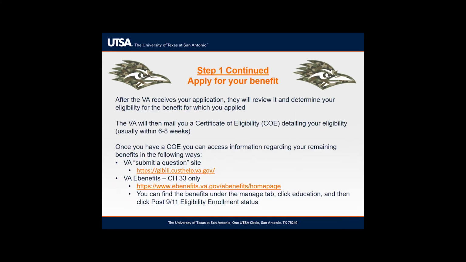After the VA receives your application, they will review it and determine your eligibility for the benefit which you have applied. The VA will then mail you a certificate of eligibility detailing your eligibility, usually within 6 to 8 weeks. Once you have a COE, you can access information regarding your remaining benefits using the VA Submit a Question site.